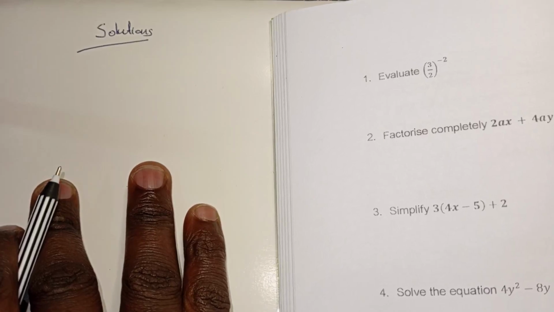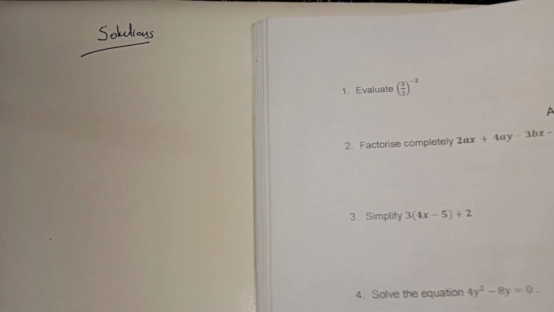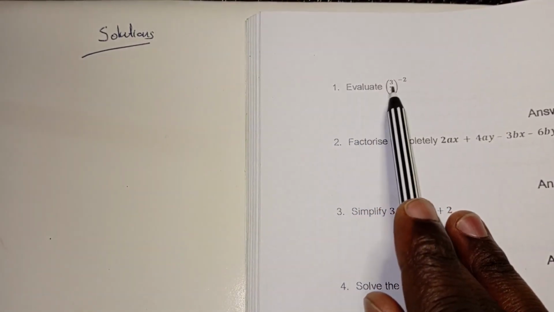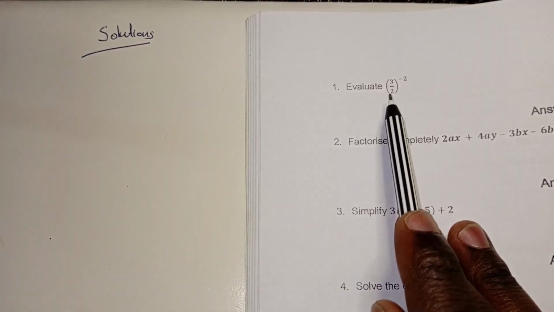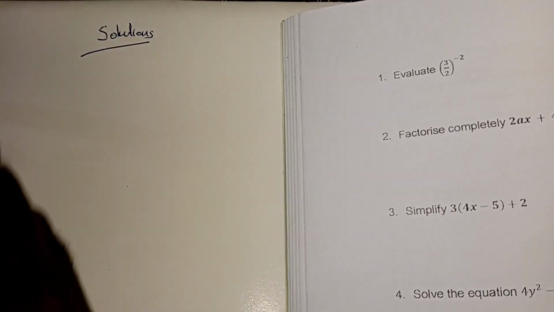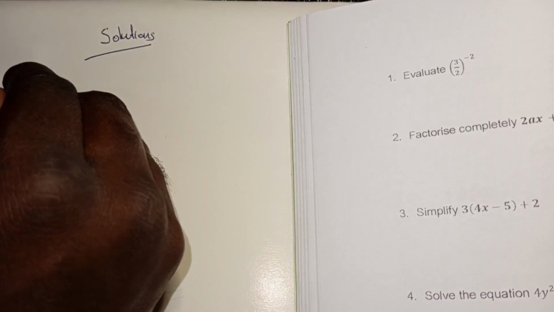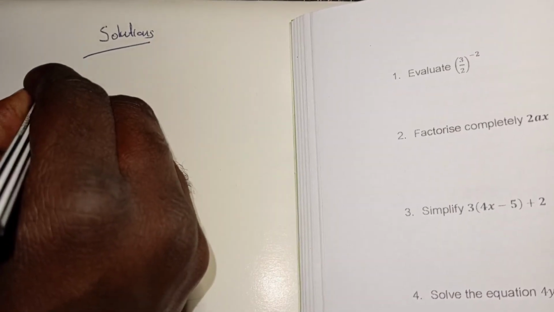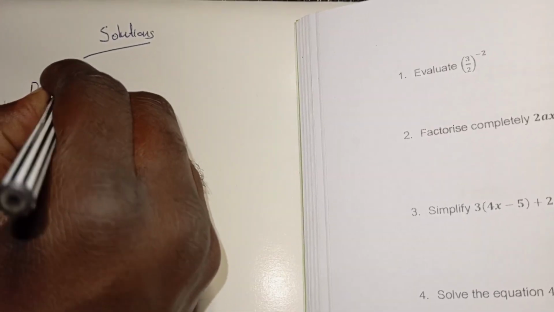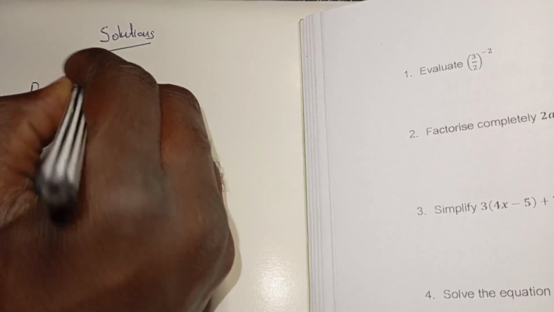So we'll be writing our solutions on this piece of paper. The first question here says: evaluate (3/2) in brackets raised to the power negative 2. I'm just going to write the question here. That is question 1. Evaluate (3/2) raised to the power negative 2.